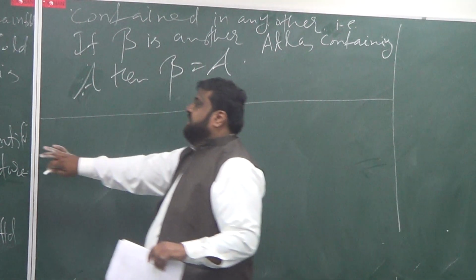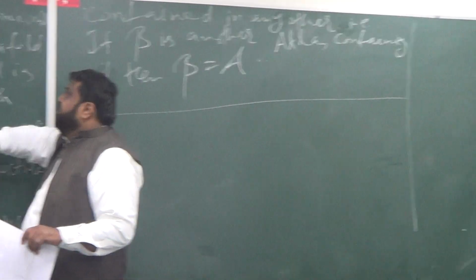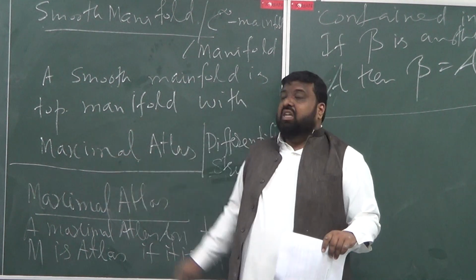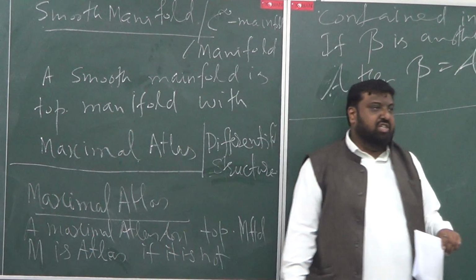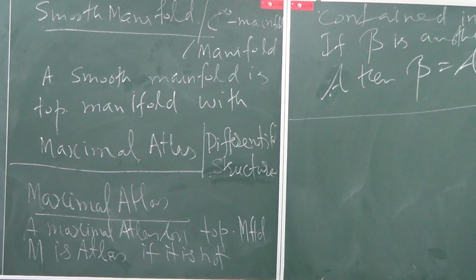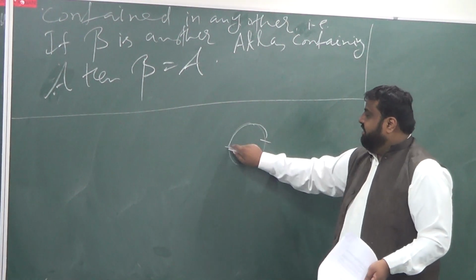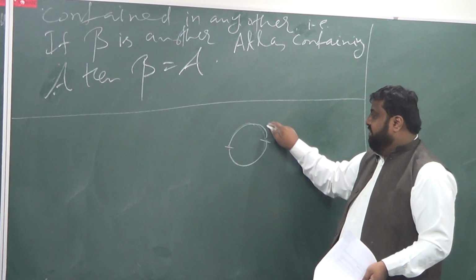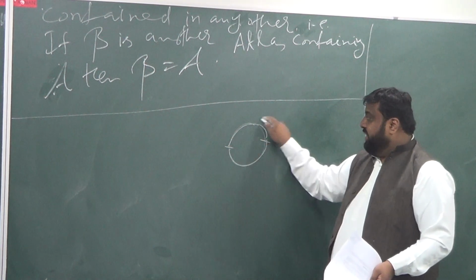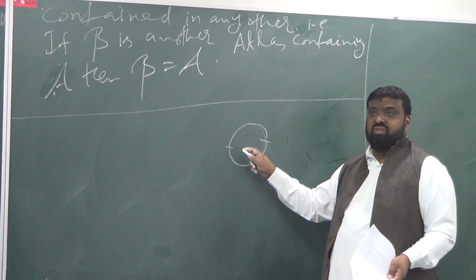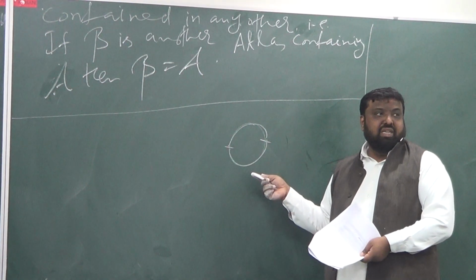Now I hope the definition is pretty simple. If I want to define a smooth manifold, I must have a topological manifold with this maximal atlas. Now the trouble with this definition is how to find a maximal atlas. If I have to cover a circle, I can cover it with two half circles, maybe four half circles, or maybe four pieces of quarter circles. Are you getting the point? So I can cover it with many atlases. But how to find a maximal atlas?